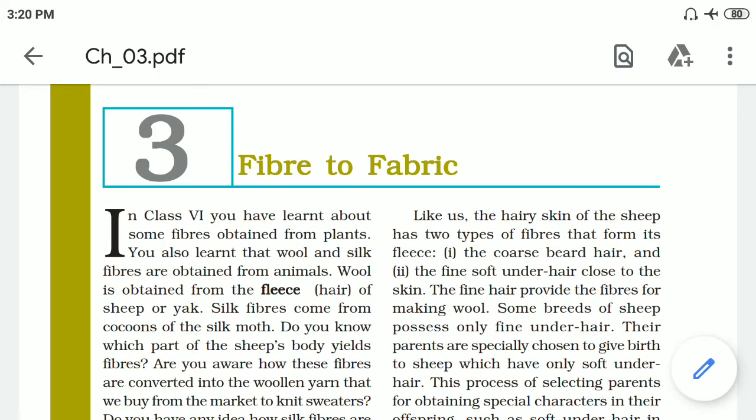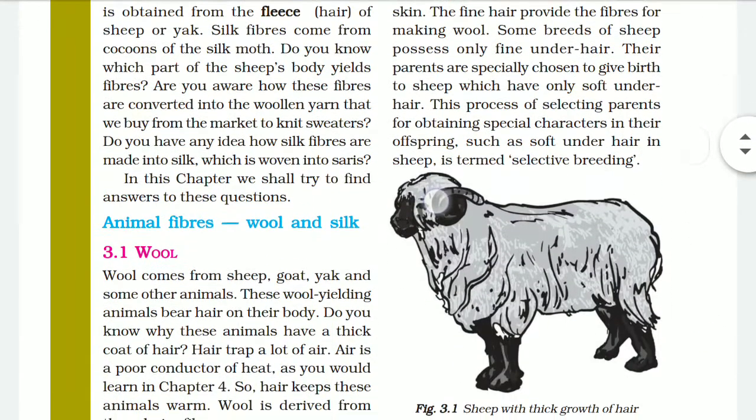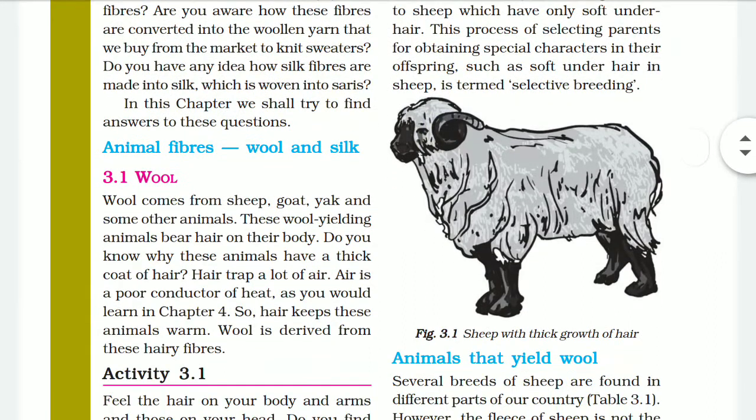This is for the class 7 science chapter 3, fiber to fabric. In class 6 you learned that some fibers are obtained from plants and some from animals, like wool and silk. In this chapter we are going to study the various parts of the animals from which we obtain the fibers. So animal fibers, wool and silk, are the two obtained from animals.